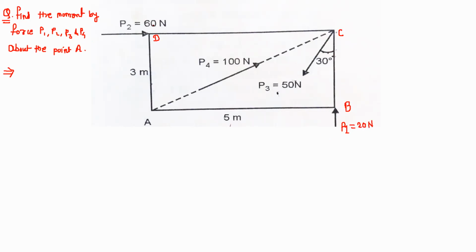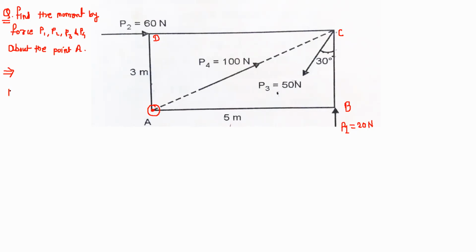Then P2 value is 60 Newton. P3 value is 50 Newton. And P4 value is 100 Newton. So we will first find out the moment by the P1 about the point A. Point A is given as the moment point, so I will just highlight this point. We have to take the moment by each force about this point A.